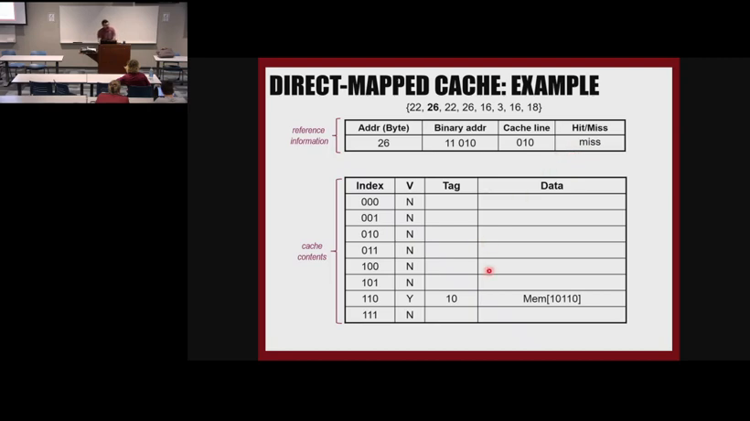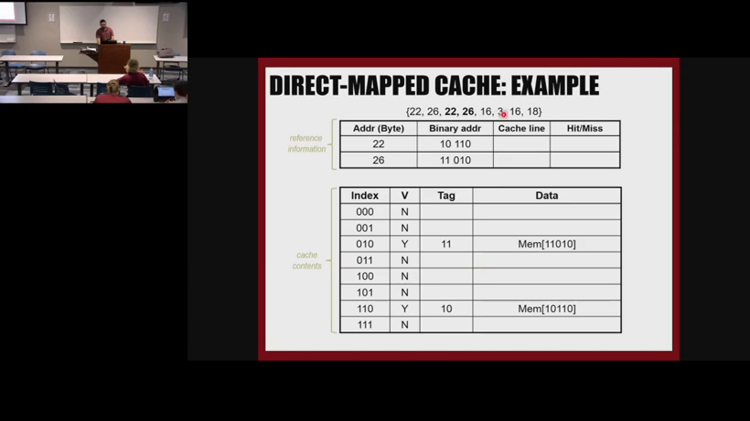Now, what we need to do is go to the memory address 11010, bring that content and put it in line 010, and move the tag of 11 to the tag field, and change the valid bit to yes. So now we can see that the cache is being populated. We're moving data to the cache. So now let's look at the next two.